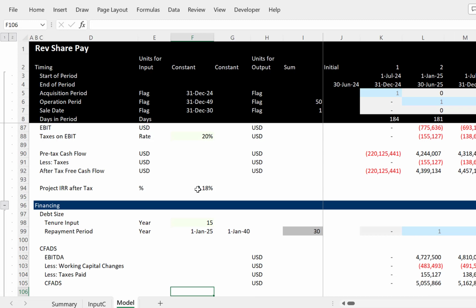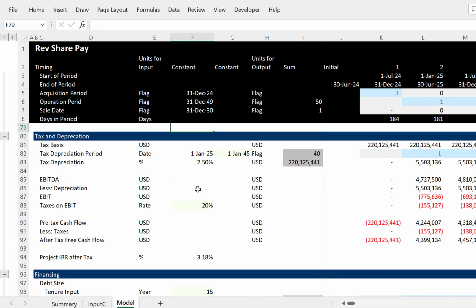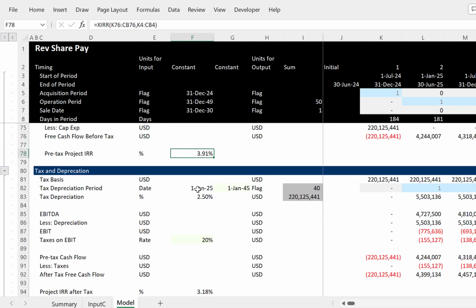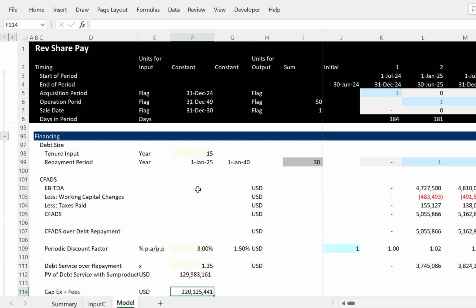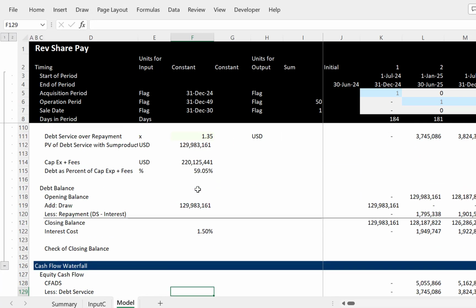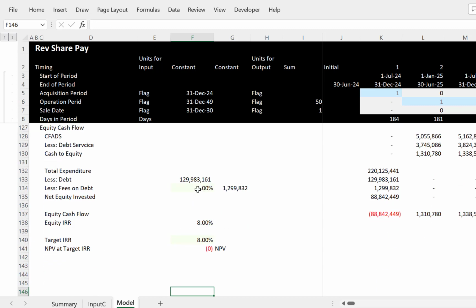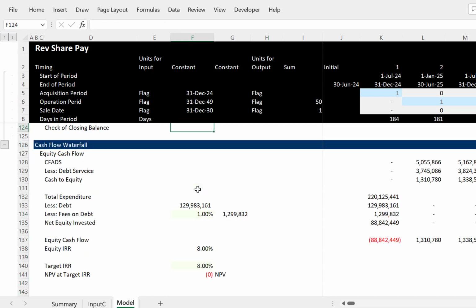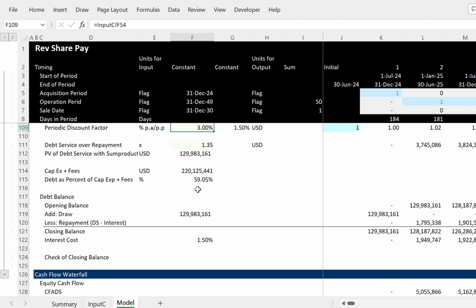This is a touch bigger. It's about 4%, and with this difference between 3 and 4%, interest cost per semi-annual period is this. You raise 59% of the debt, and the equity cash flow can get up to 8%. There's something that seems a little off on this for me. It really does. That seems a little too dramatic.